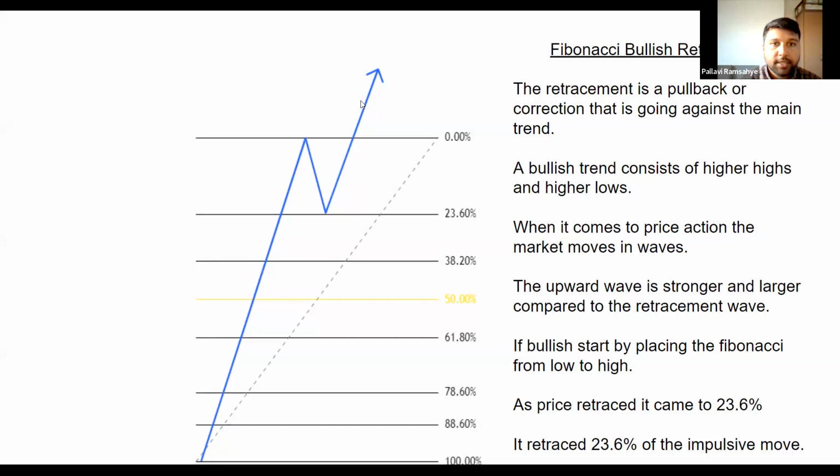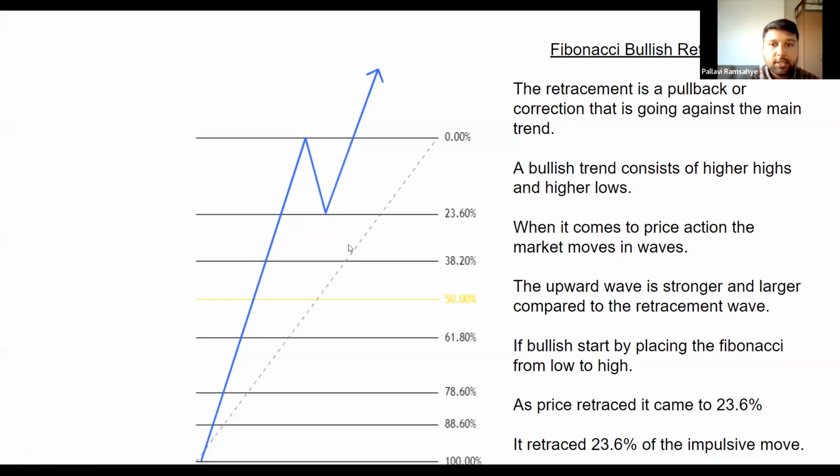So all you need to know is that the wave consists of other waves, right? So it's not just what you're seeing in plain sight, okay? So you need to break it down. But with the Fibonacci retracement tool, this is what helps us do that. The higher the time frame, the stronger the trend, the stronger the possibility of a retracement, okay? The upward wave is stronger and larger compared to the retracement as well.